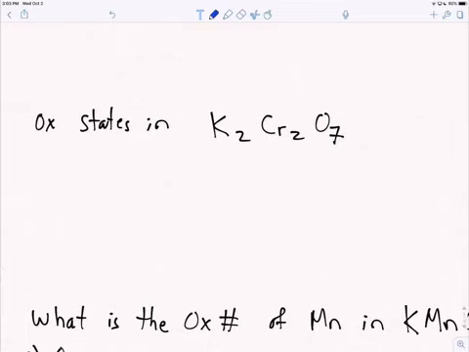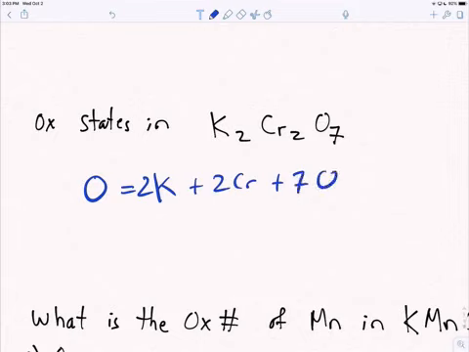Anyways, but potassium dichromate, what are the oxidation states? So the sum of this, it's a neutral unit, so 0 is equal to 2 times potassium plus 2 times chromium plus 7 times, and I'm just doing OX for oxygen because my O's look like zeros. And where am I getting this from? 2 for the potassium, 2 for the chromium, 7 for the oxygen, and this all sums up to 0.